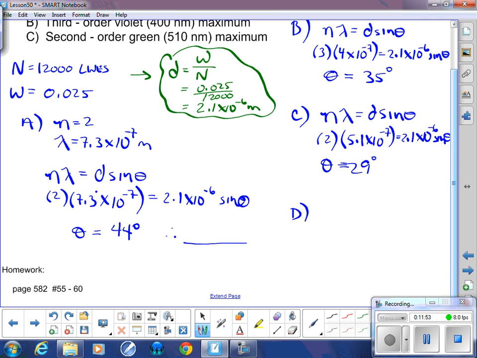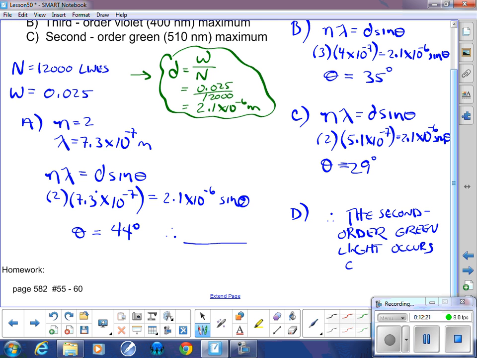So I'm going to answer it as a D part here. Which maxima occurs closest to the central axis? We see it's actually situation C. It's the smallest angle. Therefore, the second order green light occurs closest to the central axis.